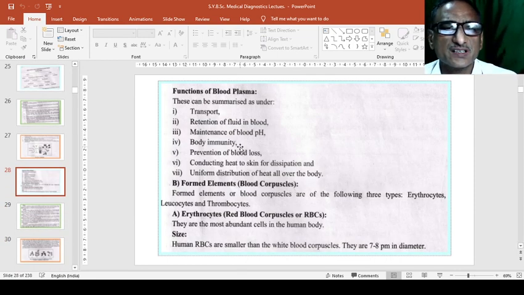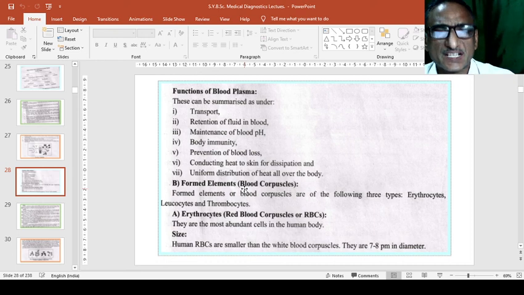Functions of blood: they transport oxygen and carbon dioxide from the lungs to the blood, from the blood to the tissues, and from the tissues to the blood. In this way, transport of oxygen is carried out. Then retention of fluid in the blood, maintenance of blood pH, body immunity, prevention of blood loss, conducting heat to the skin for dissipation, and uniform distribution of heat all over the body. So these are the functions of plasma.